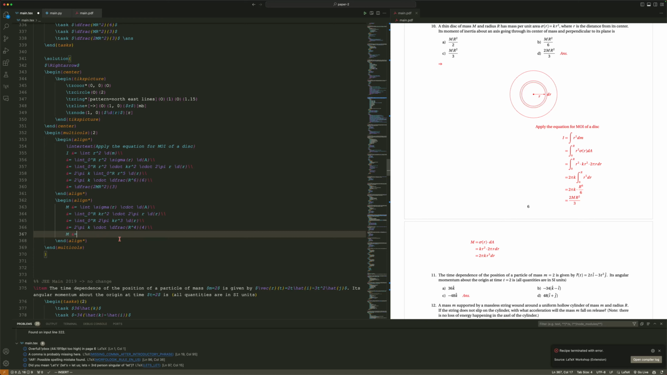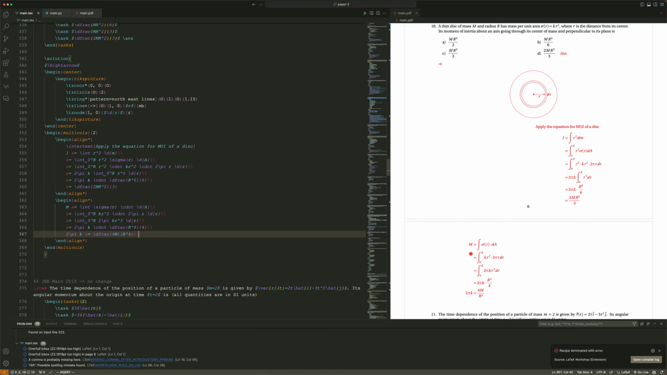I think 2 pi k we have to replace. So we just have to use 2 pi k is equals to 4m upon R to the power 4, yes, that's right. So we have this value of 2 pi k, and now we can put that into anything.